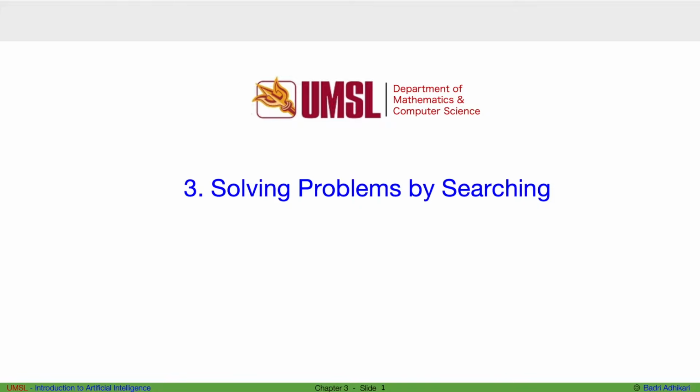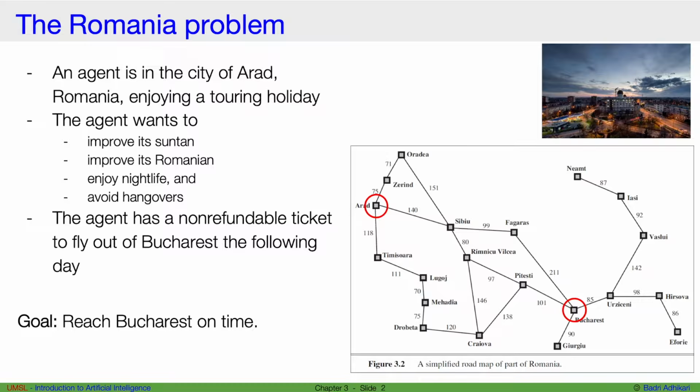Chapter 3, Solving Problems by Searching. This is a relatively long chapter and we will focus on many search algorithms. We will start by discussing an interesting problem that we will refer to as the Romania problem.